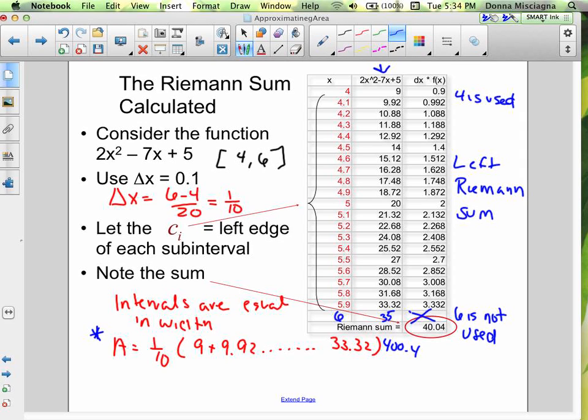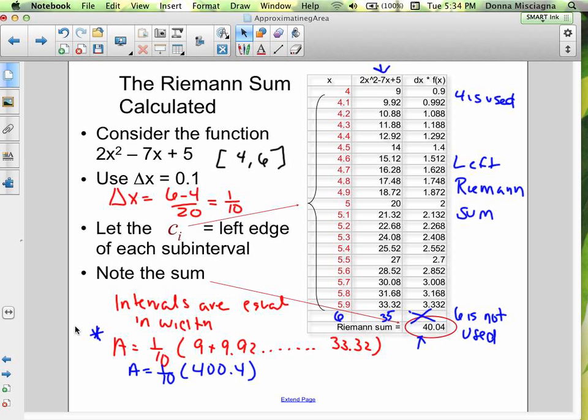So here, the easier way, if we're not using a spreadsheet, would be 1/10 times 400.4. And then when we multiplied by 1/10, we'd get the 40.4 that they have right here for the left Riemann sum. So this one's already calculated out, and we're just interpreting it. Let's do one that's not all calculated out. And it is in a table. We're going to do that right now.